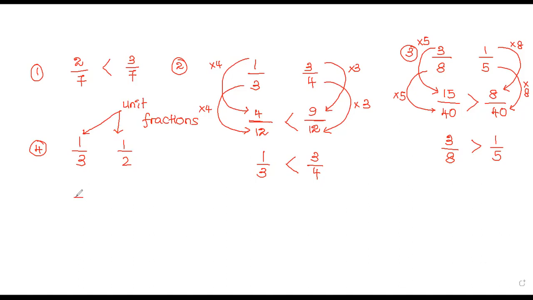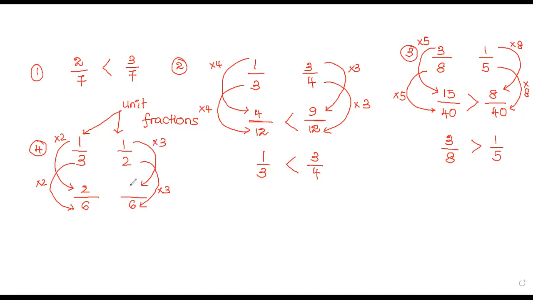Now what you do, you find the common denominator. It is 6, and this is also 6. So then 3 times 2 and 1 times 2. Okay. So then this one will be 2. 2 times 3 and that is 1 times 3.